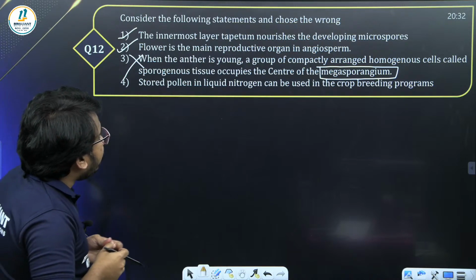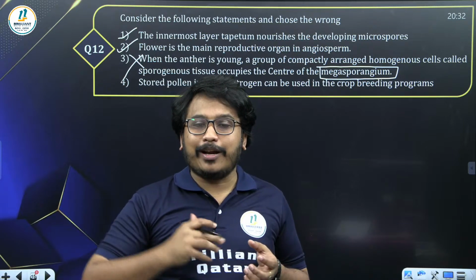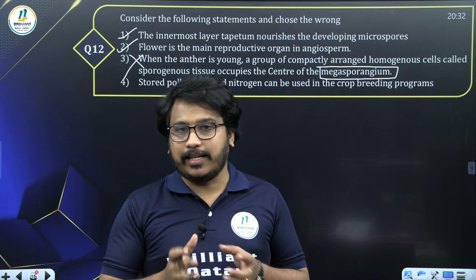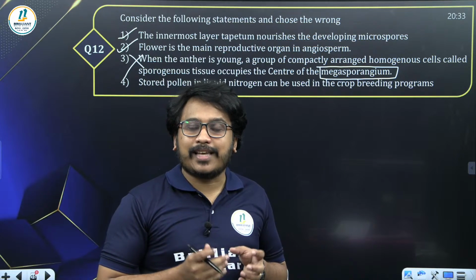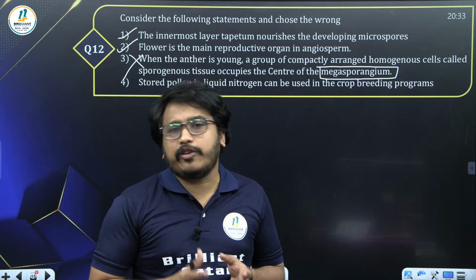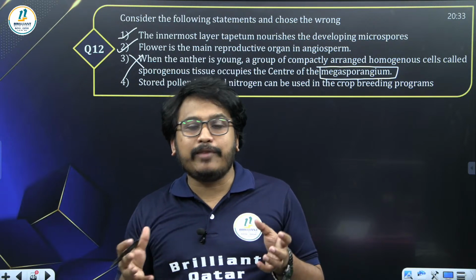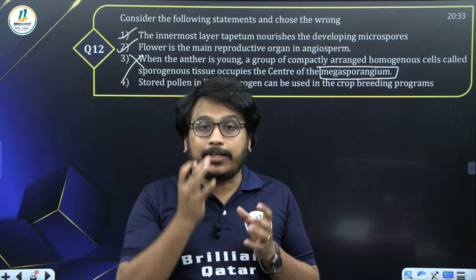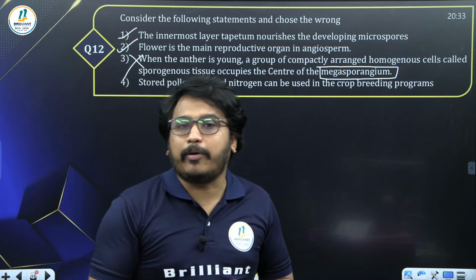Stored pollens in liquid nitrogen can be used in crop breeding program. So pollens can be preserved for a long time in liquid nitrogen at minus 196 degree Celsius. So there are pollen banks where pollens can be preserved for a long time, because viability of pollens is different for different plants. Some pollens are viable for only 30 minutes. Some pollens can be viable for a few months also. So that viability time, or the time period up to which pollens retain the capacity of germination, is different for different pollens.